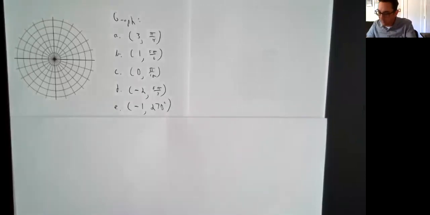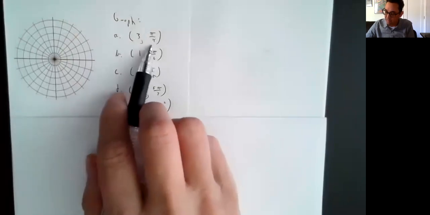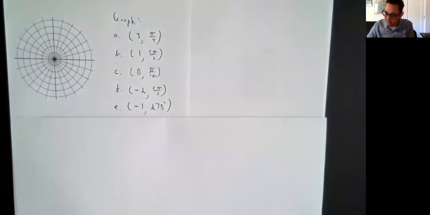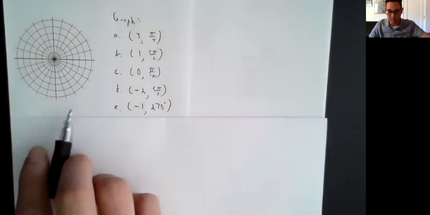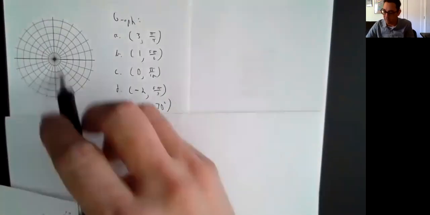Okay, so let's try to do this. Now, this is the point R theta. Graph this point. Find this point on this grid. Now, notice this time the numbers are not there. Sometimes the numbers are marked like they're here. Sometimes they're not, and you're just supposed to know.